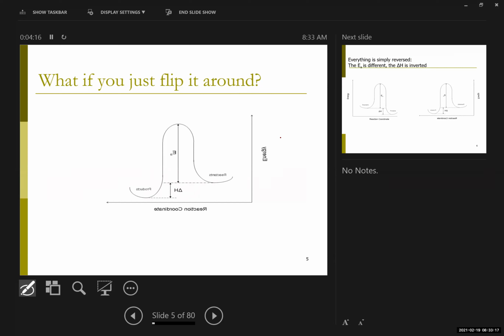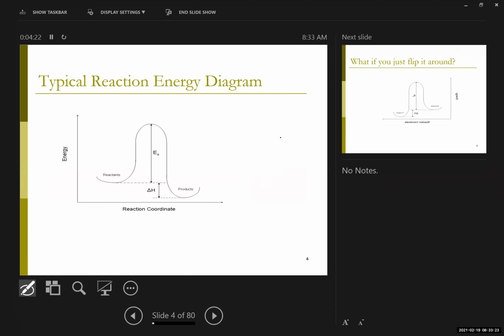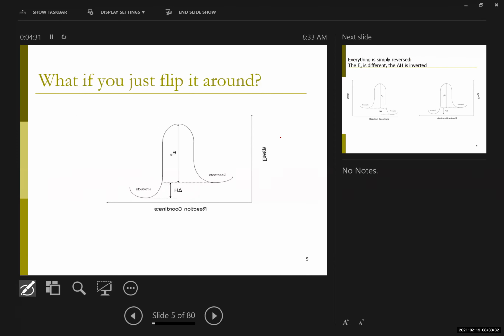I mean, there's a slight difference, right? This reaction is endothermic, whereas this was exothermic, because delta H is now opposite in sign. Instead of ending up at a lower energy state, as I did here, I ended up at a higher energy state.